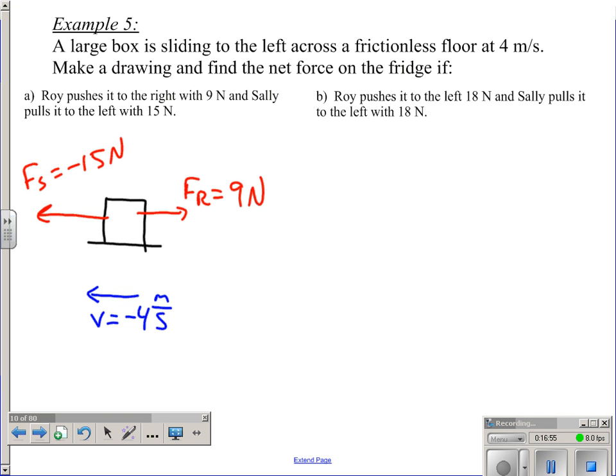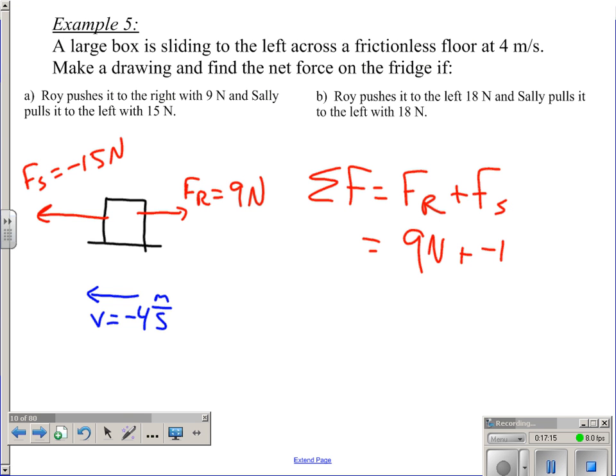So what's happening is all of Roy's 9 newtons get canceled out by Sally's 15 newtons, leaving us with a net force of -6 newtons. Mathematically, it's this. Again, this is still part A. Net force is the force of Roy plus the force of Sally. So we've got 9 newtons from Roy, -15 newtons from Sally. Don't forget the negative sign. Add it up and you get -6 newtons.